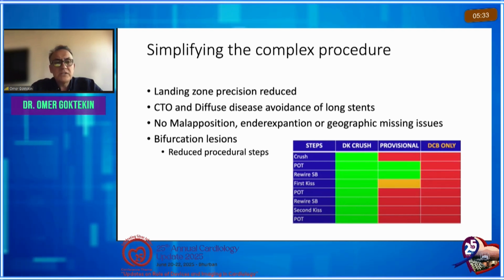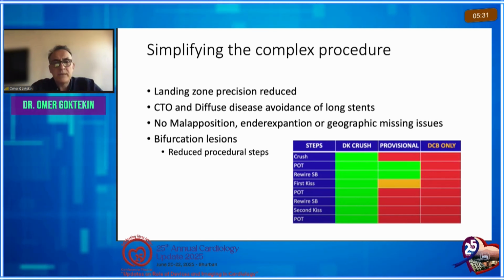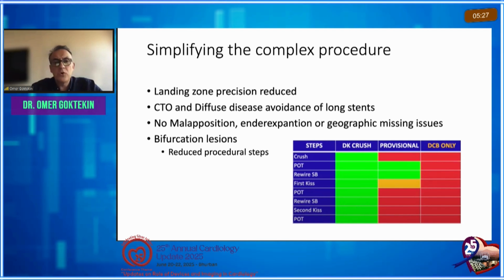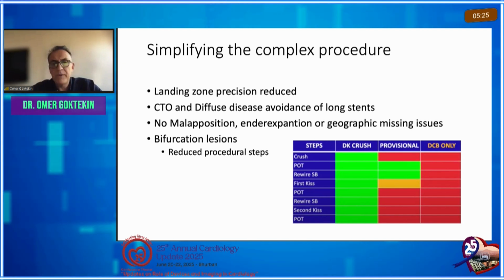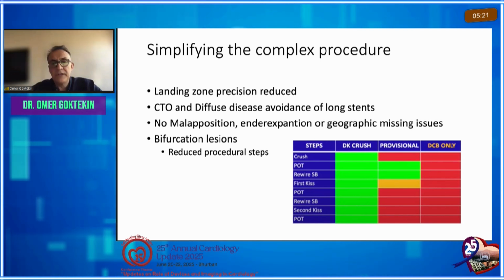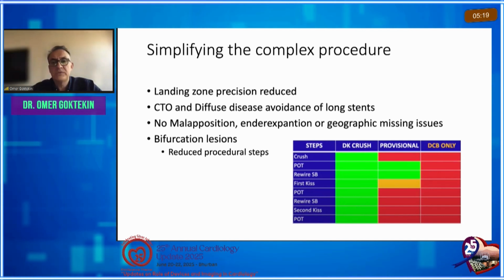In bifurcation lesions, also, we could have reduced procedural steps. Imagine that if we do DK crush, we have to go through all these steps one by one. In provisional stenting, we have, of course, fewer steps, but with DCB, we don't have any steps actually. We just do DCB and go away.